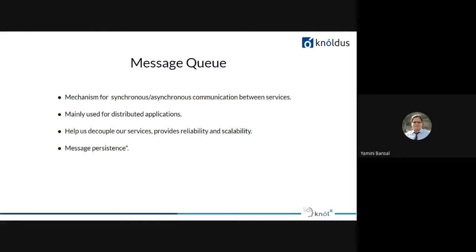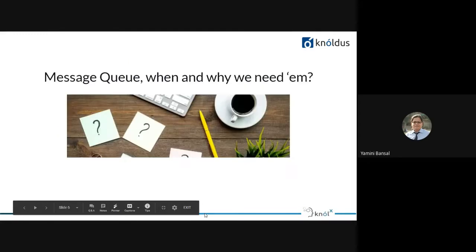So async message queue helps us decouple our distributed components, or we can say services in microservice architecture, along with reliability and scalability. It also provides message persistence. You may notice an asterisk here. I will talk about this asterisk when talking about the SQS. So let's move on.